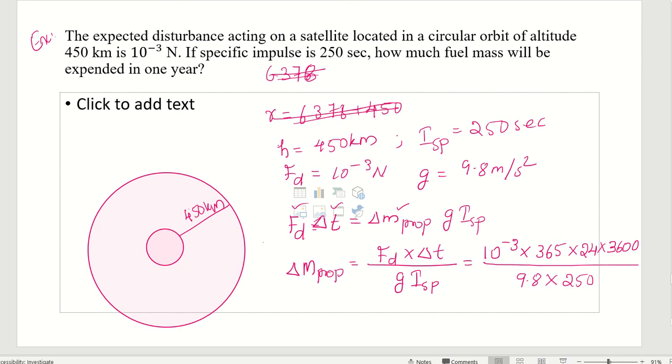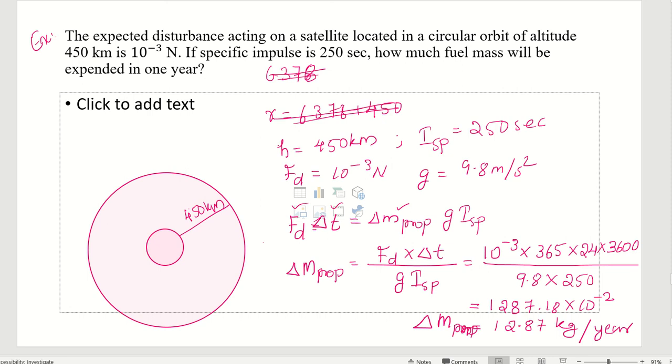Pause the video and do the calculation so that you will be getting it as 1287.18 into 10 raised to minus 2 is the value. So you can say it is 12.87 kilogram. Okay, this is the mass, 12.87 kilogram of propellant that we need per year. Actually, the unit is kilogram. The mass delta M propellant used is 12.87 kilogram per year.